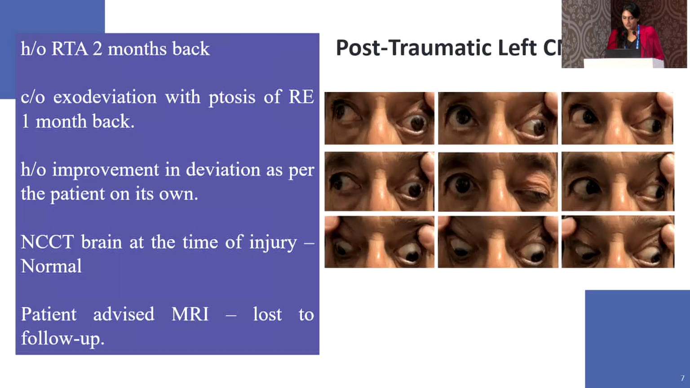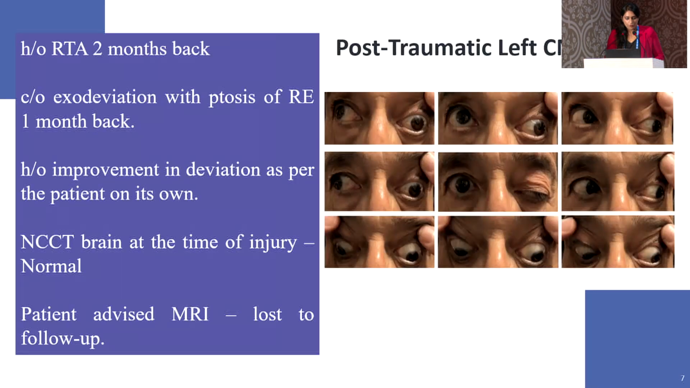This is a case of post-traumatic third nerve palsy. This is a representative image. The actual image could not be taken at the time of intervention. The patient had a history of road traffic accident 2 months back with exophthalmos in the right eye.